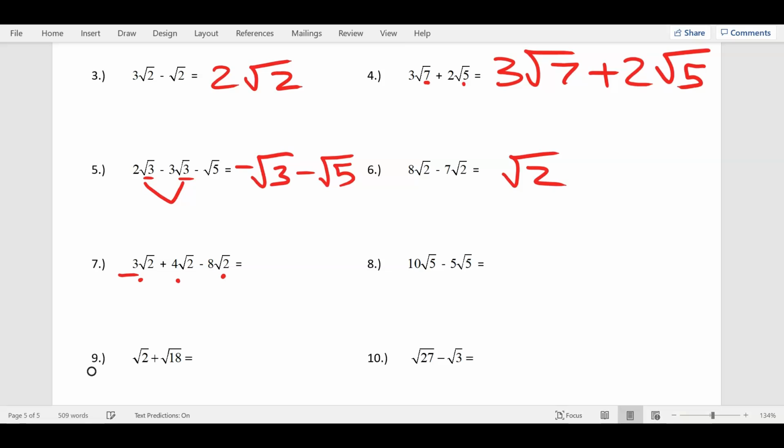What's 3 plus 4 minus 8? Okay. So 3 plus 4 is 7. 7 minus 8 is negative 1 square root of 2. So negative square root of 2. And 10 minus 5 is 5 square root of 5. Those match up. Now, y'all ready? One last trick up my sleeve. Number 9. Can I add those together?